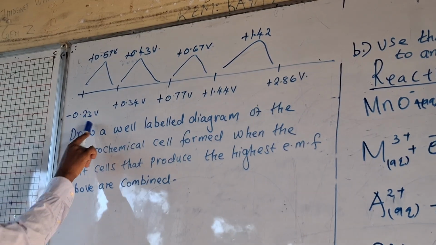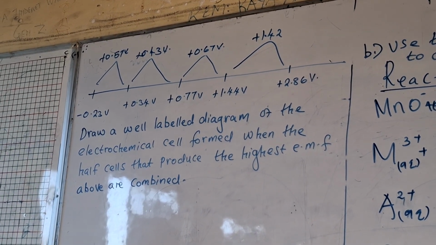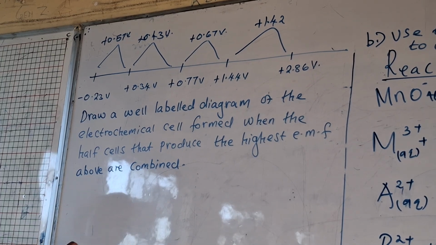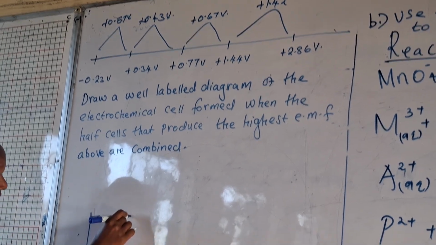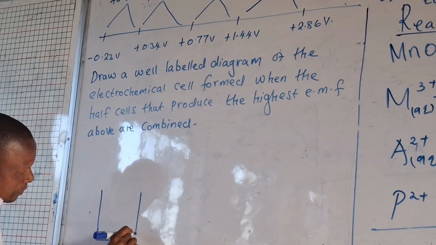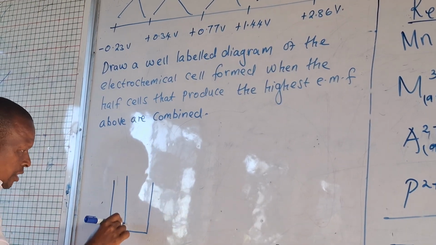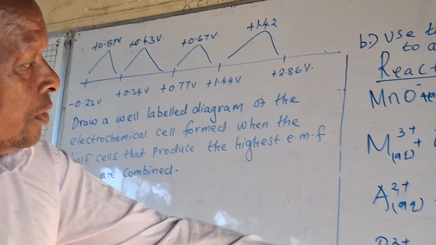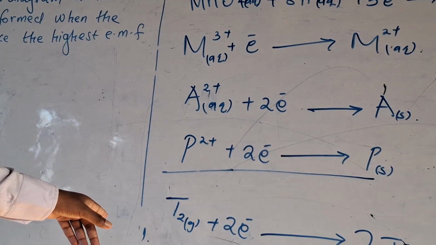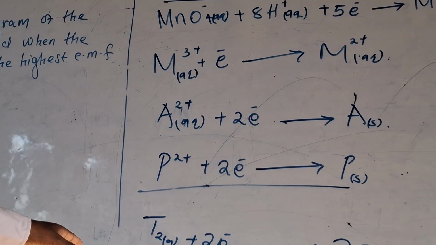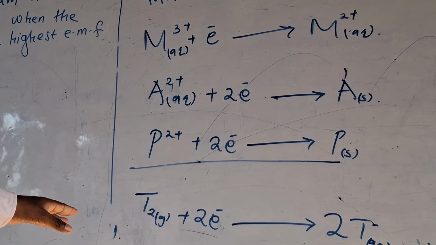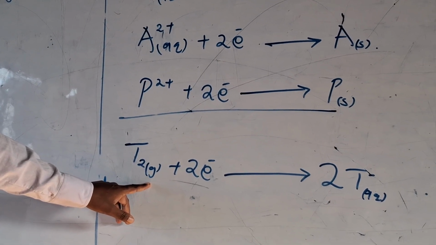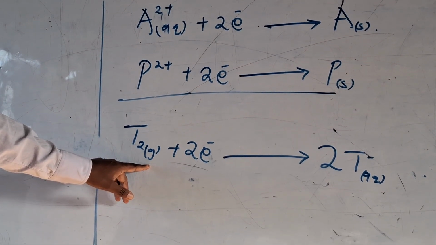Producing negative 0.23 volts are combined, it will produce the highest EMF. So what you do, you will just take a container like this representing a bottle. This bottle, which one is written 2.86 belongs to iodine. Okay. T, this is T. Is this a solid or a gas? A gas. This is a little bit tricky.